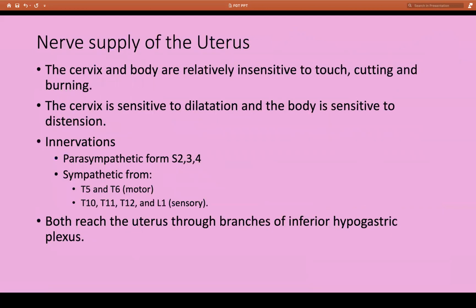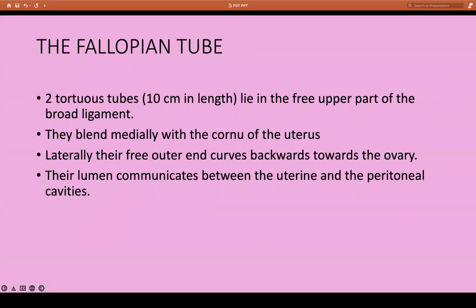Nerve supply: it's usually insensitive to pain. Cervix and body are relatively insensitive to touch, cutting, and burning. Cervix is sensitive to dilatation, and body is sensitive to distension. Innervation is sacral 2, 3, 4 parasympathetic, and sympathetic from thoracic 5 and 6 motor, and thoracic 10, 11, 12 sensory nerves. These all reach the uterus through branches from the inferior hypogastric plexus.